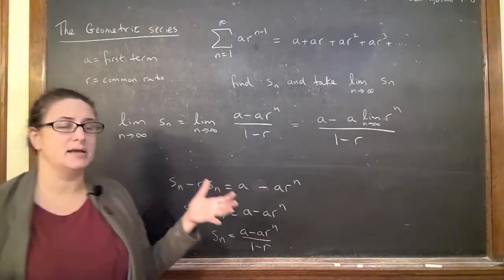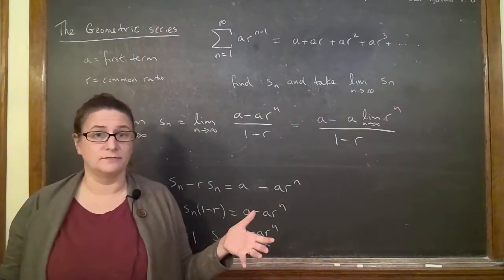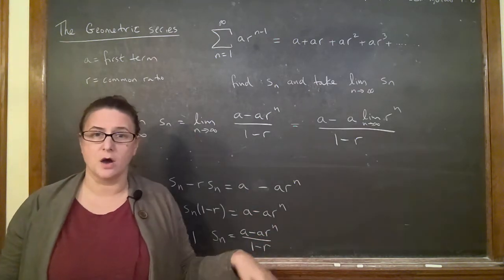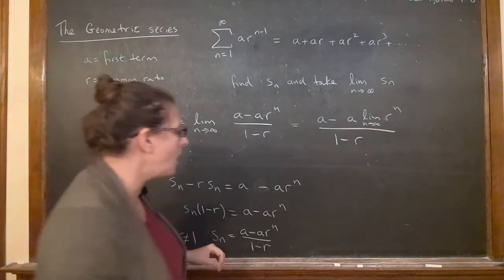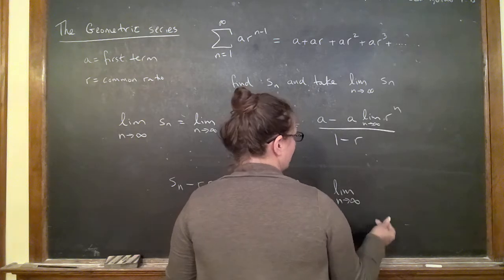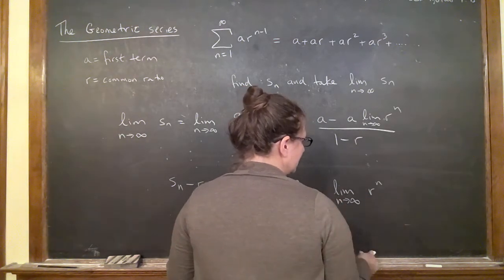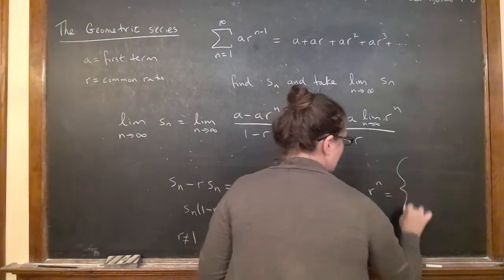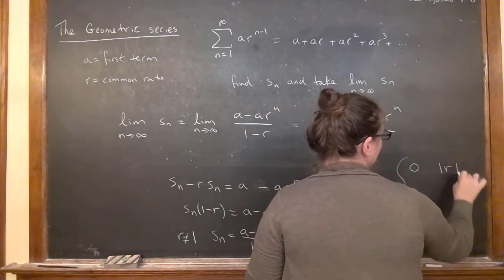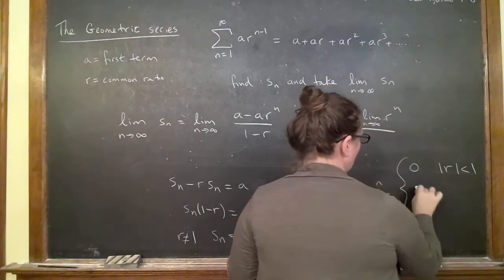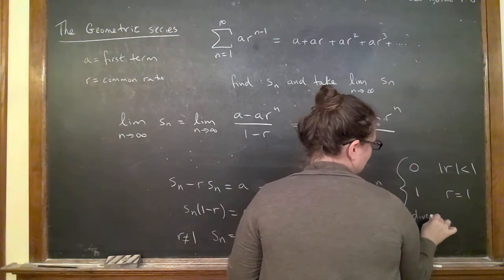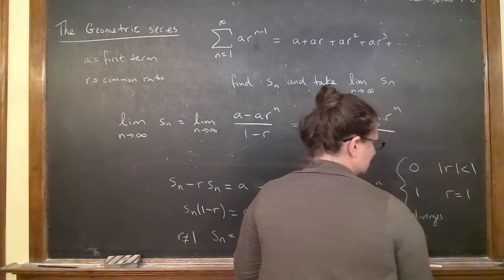But what is the limit as n goes to infinity of r to the n? We did that last week, with a whole video on it for different values of r. This is what we got for checking all those different values of r. The limit was 0 for absolute value of r less than 1, 1 for absolute value of r equal to 1, and this diverges for all the others.